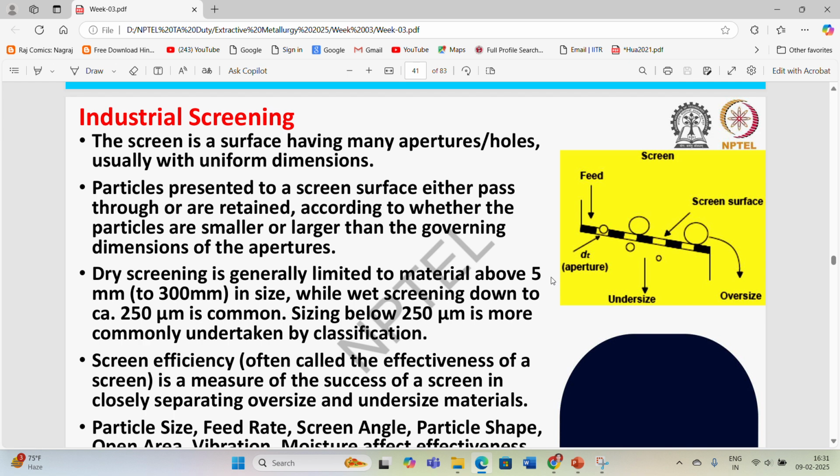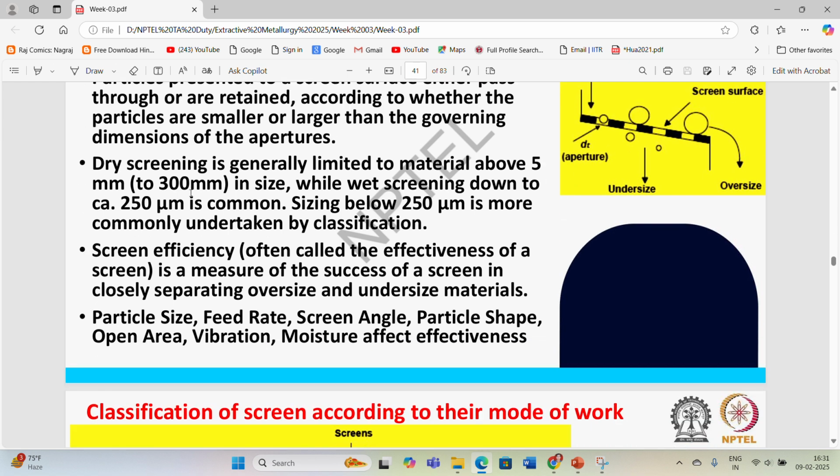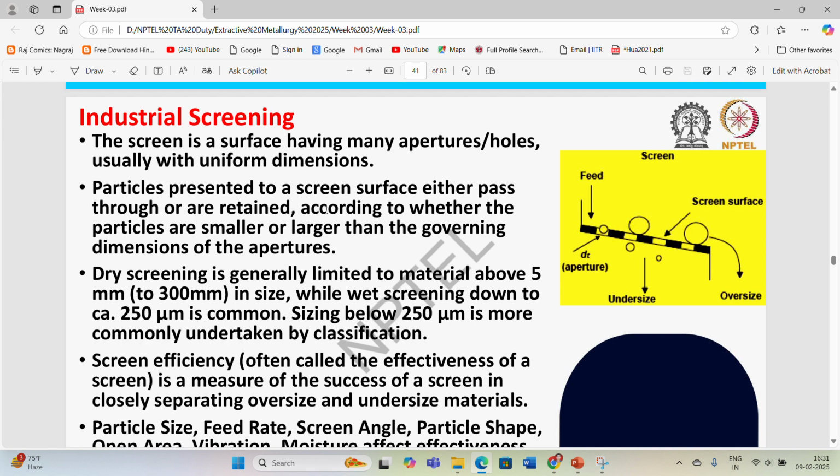Then in the industries, we use different types of screens for the screening operations. The screen is a surface having many apertures or holes, usually with uniform dimensions. Particles presented to a screen surface either pass through or are retained according to whether the particles are smaller or larger than the governing dimensions of the aperture. So generally, the sieve size is denoted in terms of mesh size.